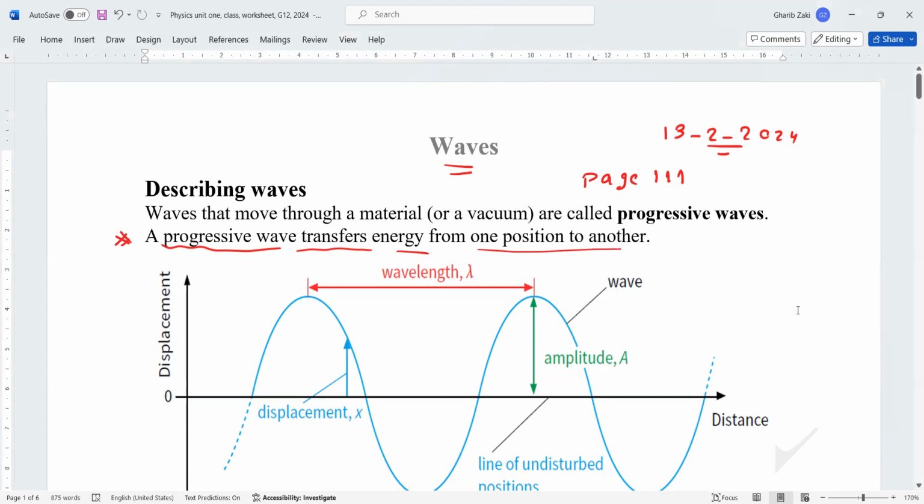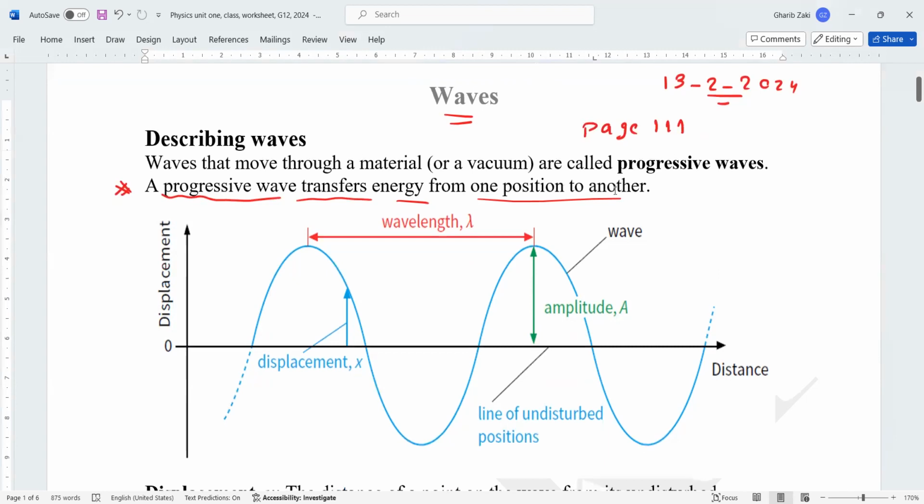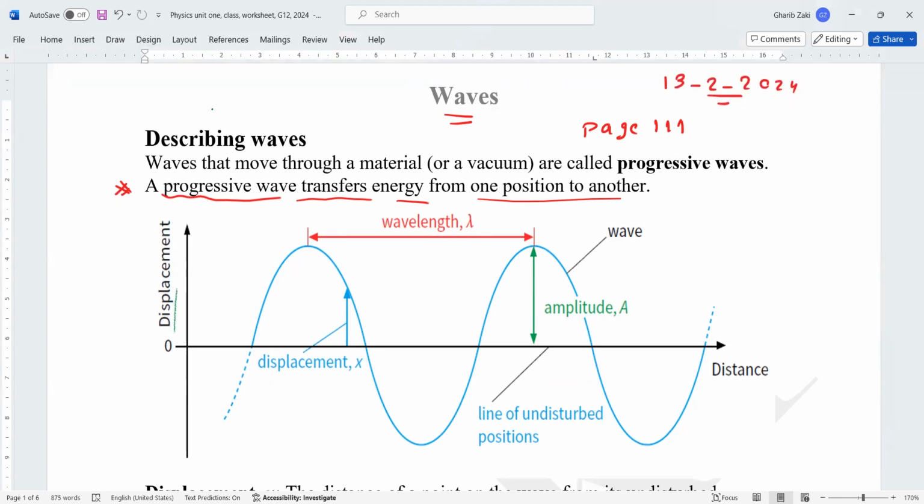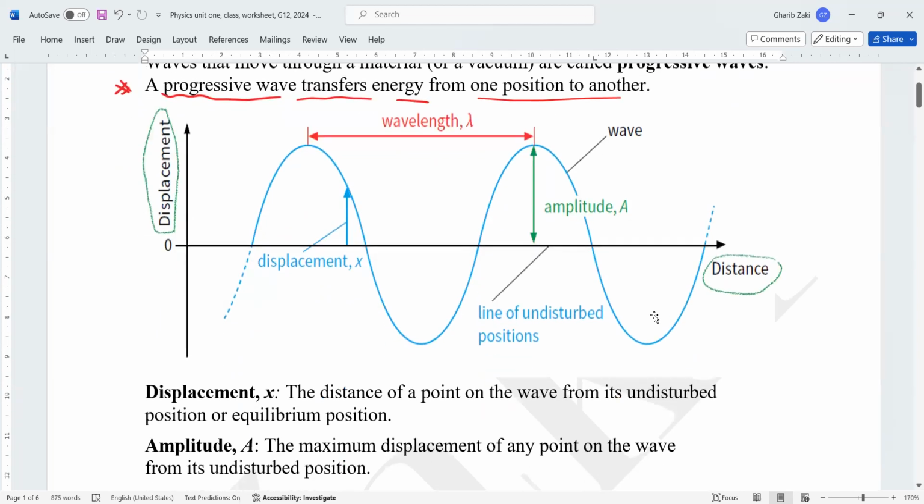Now we see that figure in front of you. It is displacement distance. Take care. So here, this is displacement. Can you see here? This is displacement on the y-axis, distance. We have another graph, displacement time, but we talk about displacement distance. Now, in displacement distance, we have many important definitions you have to memorize, please.